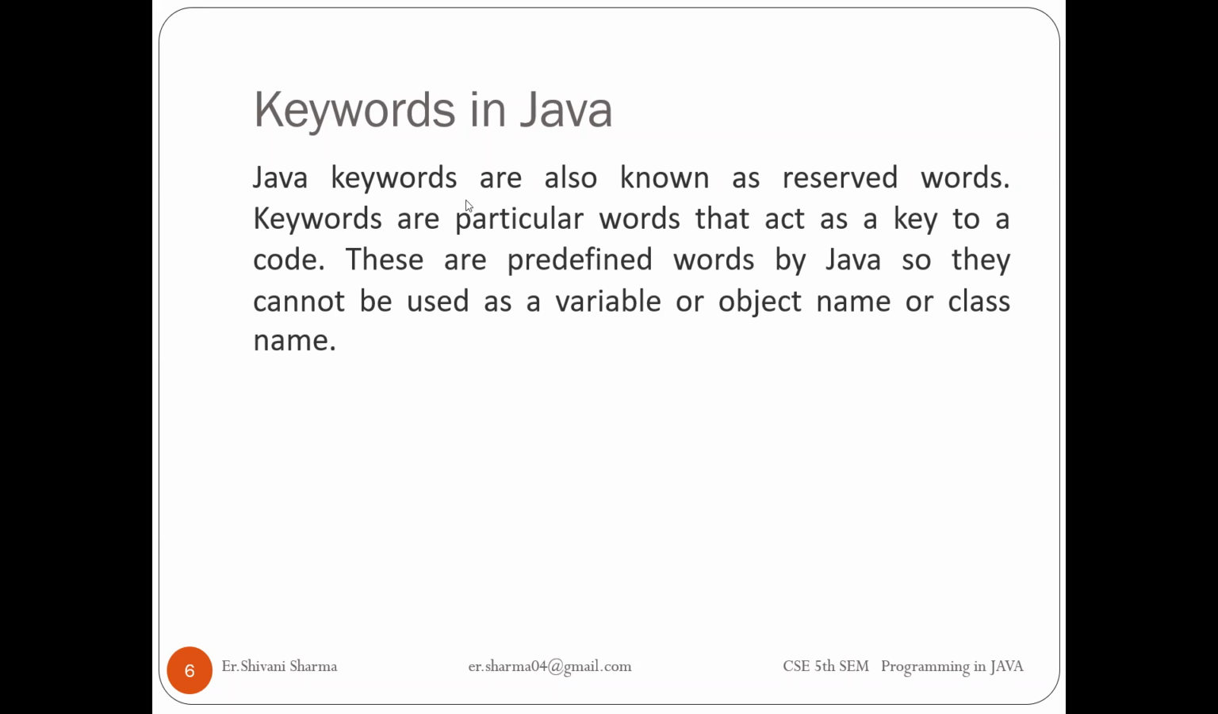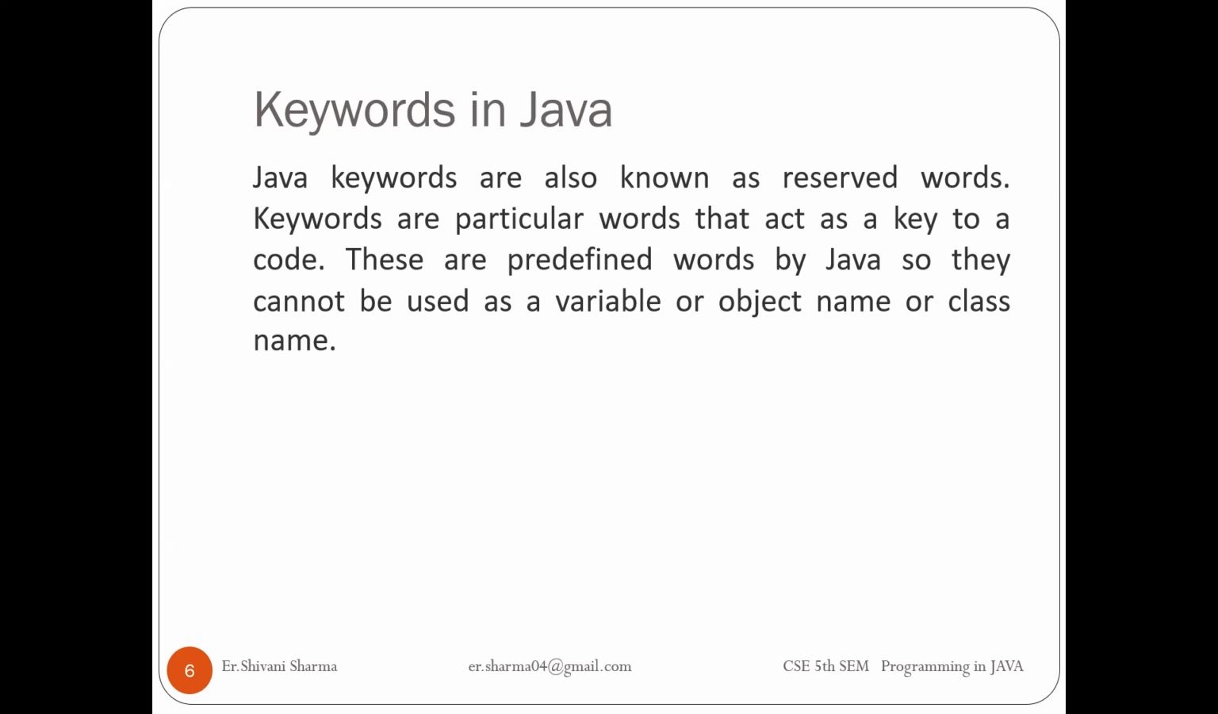Keywords are the reserved words, and these keywords are particular words that act as a key to the code. Means these are predefined words, and the meaning of these words is already defined within the compiler, and a keyword is always written in small letters.